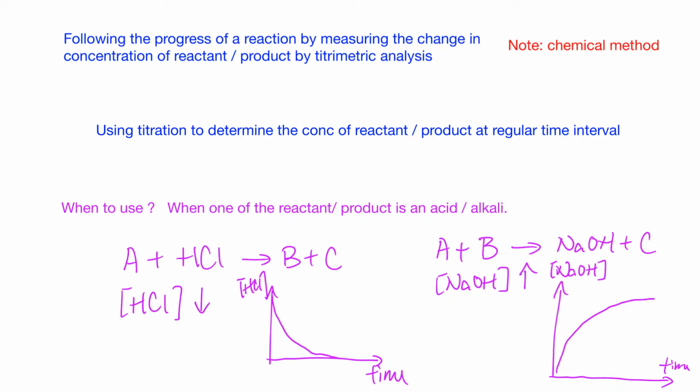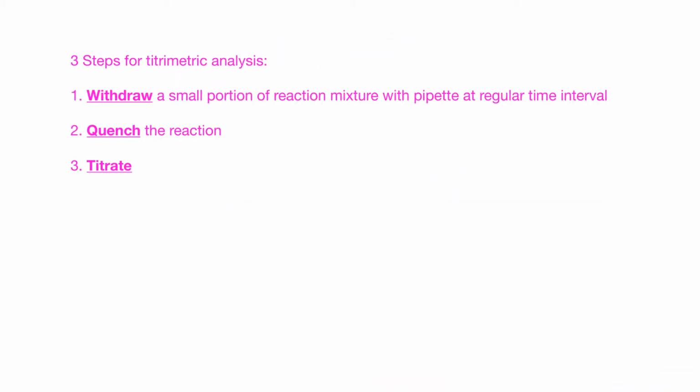So basically, when can we use it? When one of the reactants or products is an acid or alkaline, then we can use titrimetric analysis. But in future, if you learn something called redox titrations, you can also use titrimetric analysis to measure the concentration of the reducing agent or oxidizing agent. So not only acid and alkaline, but sometimes OA or RA, we can also use this method to measure the changes in it.